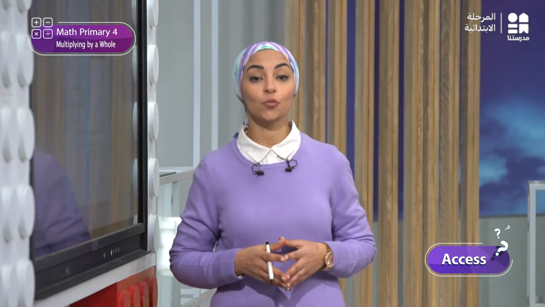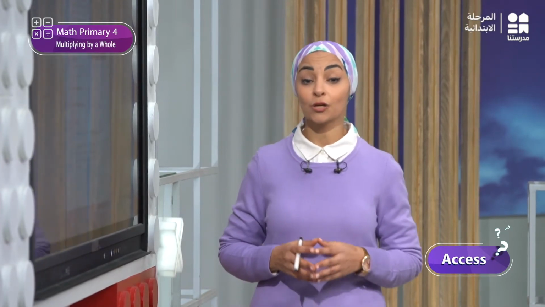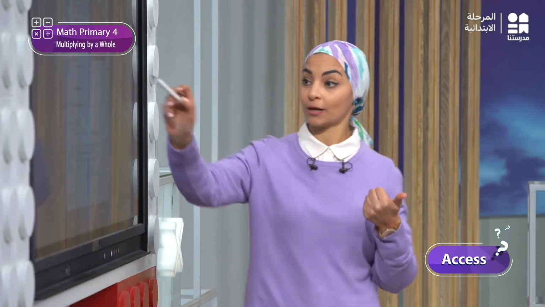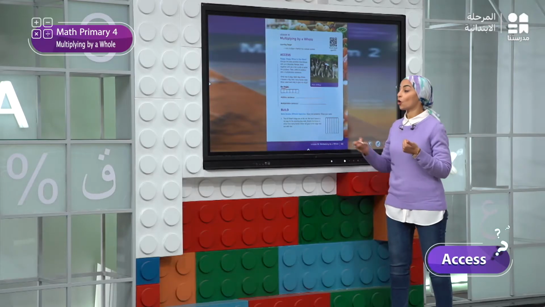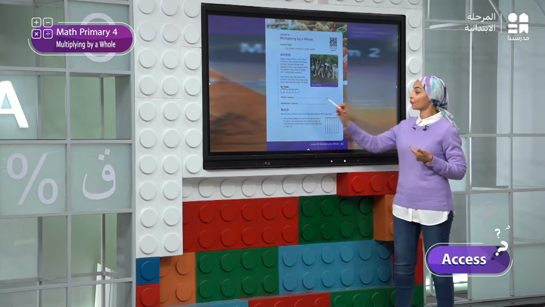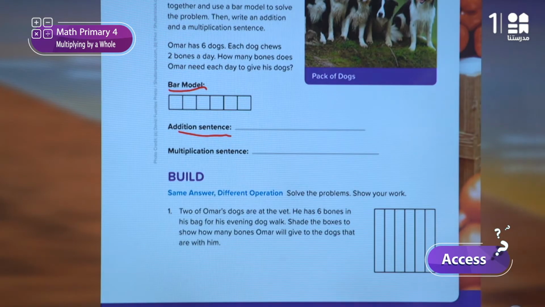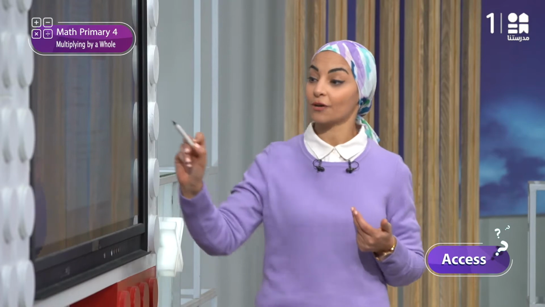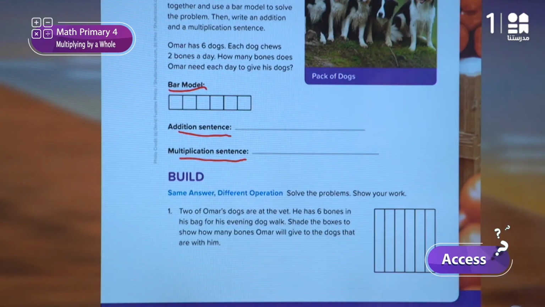This activity tells us that Omar has 6 dogs. Each dog eats 2 bones a day. We want to know how many bones Omar needs each day to feed his 6 dogs. We are asked to model the answer once in the bar model, another time to write the answer in the form of an addition sentence, and a third time to write the answer in the form of a multiplication sentence.